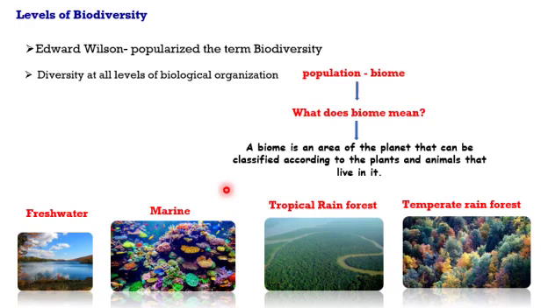So biome means it is a place or area of the planet that can be classified according to the plants and animals that live in it. If you look at the difference between tropical rainforest and temperate rainforest, you find many different species here, as well as a lot of morphological and genetic variation. Likewise, marine water fishes and marine water animals totally differ from the freshwater animals and freshwater plants. So this is one simple example for what is biome.